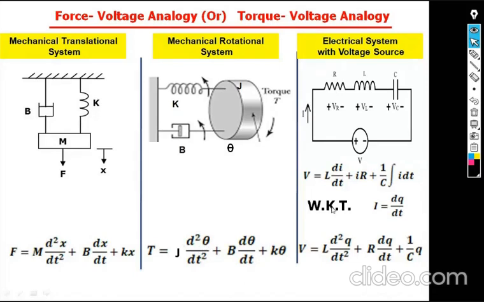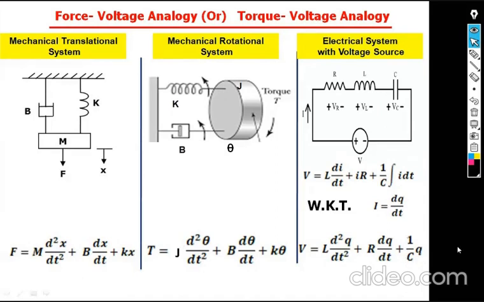To compare this mechanical system with the electrical circuit, we know that the current I is equal to dq by dt, that is charge by time. So if I simply replace the current in the form of charge, then I can write V is equal to L into, as one differentiation is already there, d square q by dt square, plus R into, in place of I, dq by dt, plus 1 by C into the integration, where the differentiation is going to get cancelled, and then you will get Q.